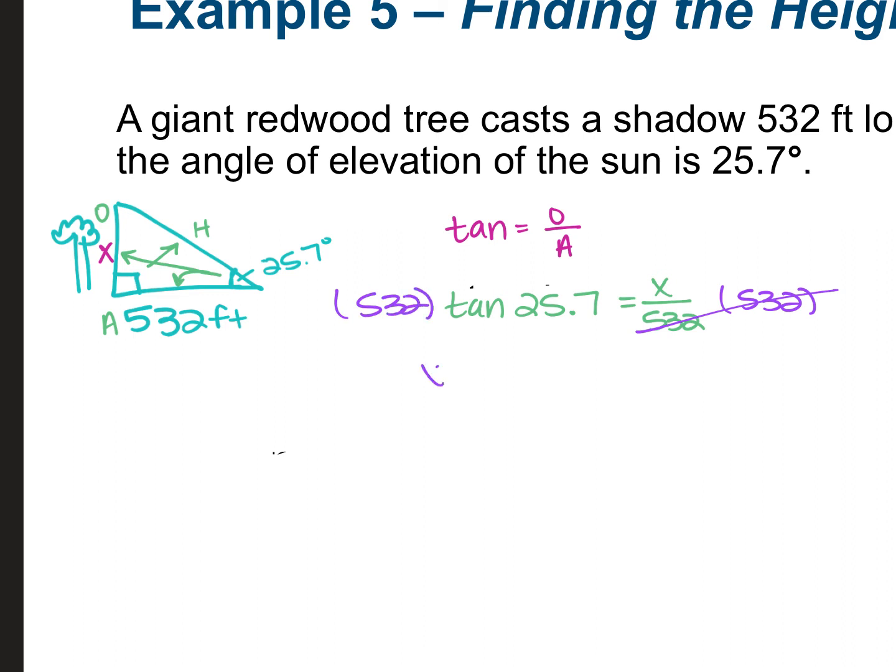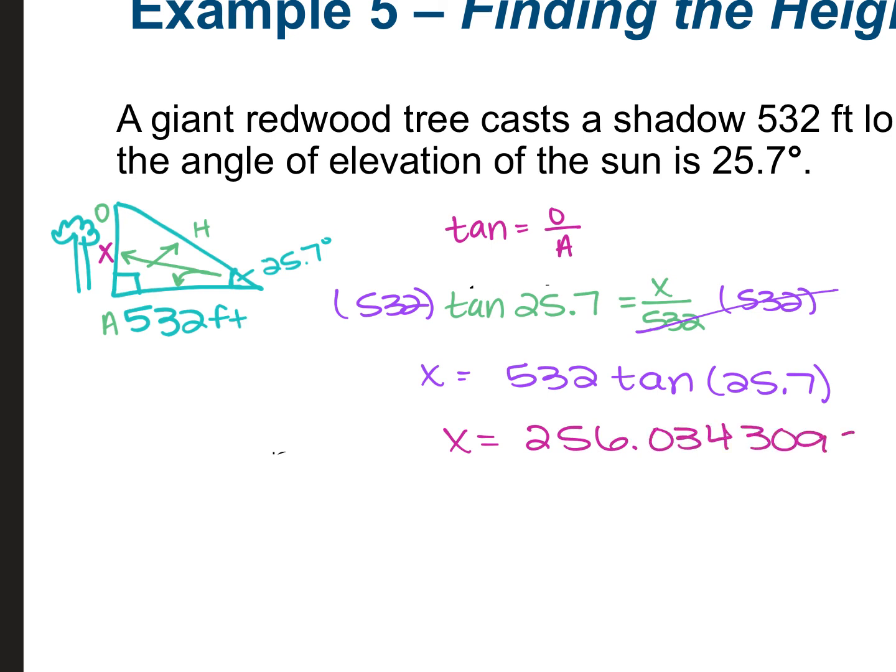Use your calculator. In your calculator, type 532 times tangent of 25.7. Close your parentheses and hit enter. 532 times the tangent of 25.7 gives you 256.0343095. And for the purpose of the way that your web assigns are, we're going to round this to the nearest foot. So that means that your height is 256 feet.